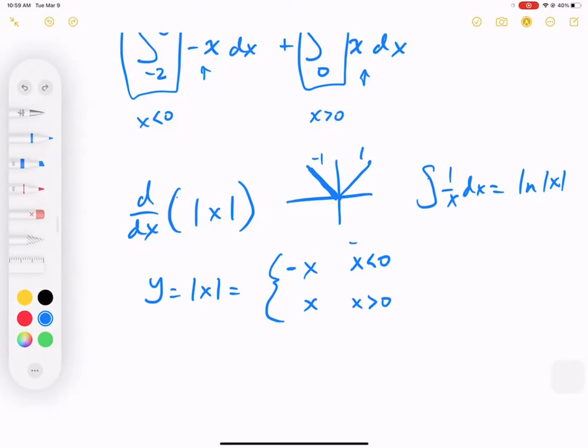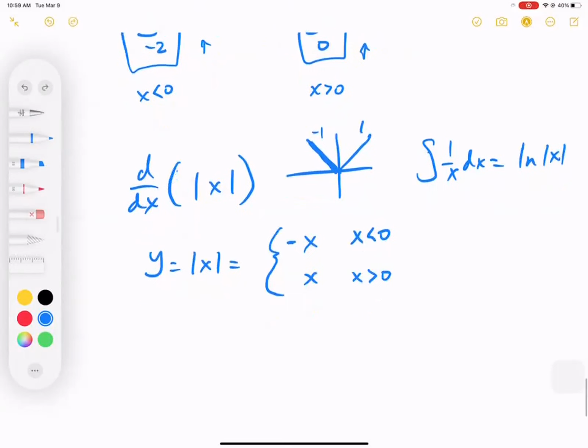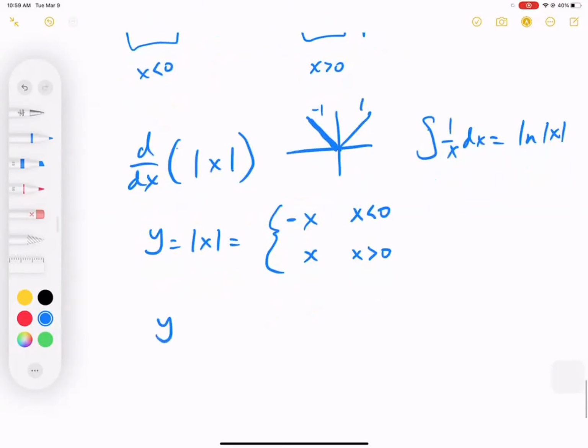And this is what we have to worry about. Now, take the derivative of this problem. The derivative of negative x is -1 when x is less than 0, which makes sense on the graph. And it is positive 1 when x is greater than 0.